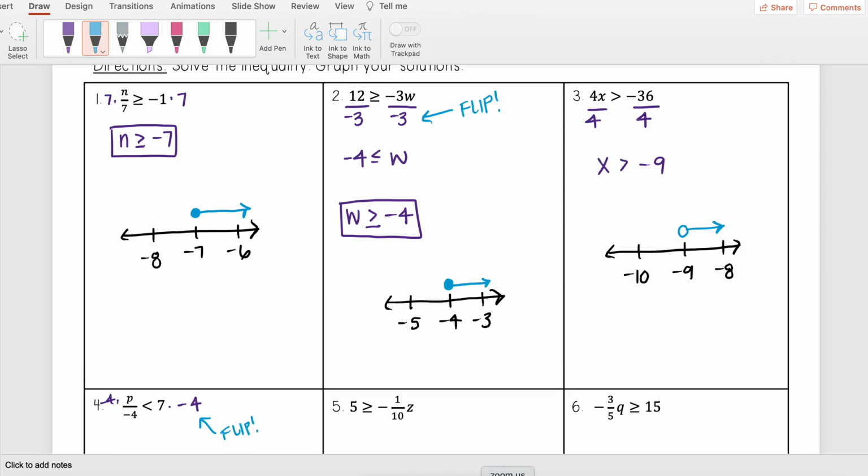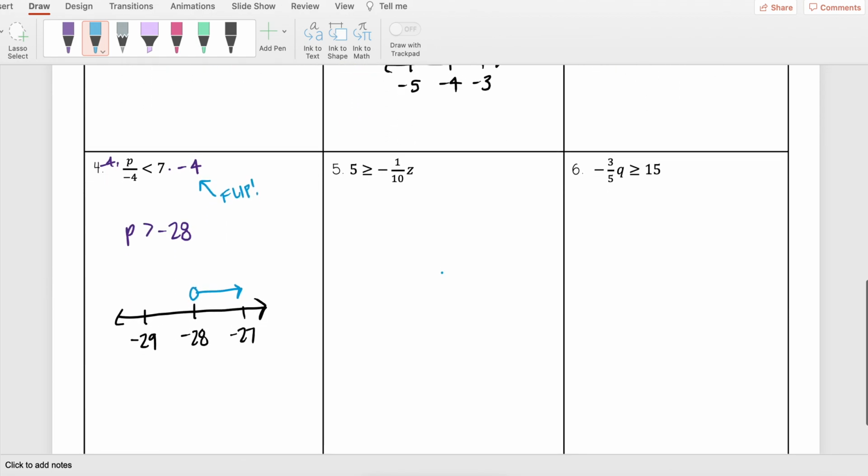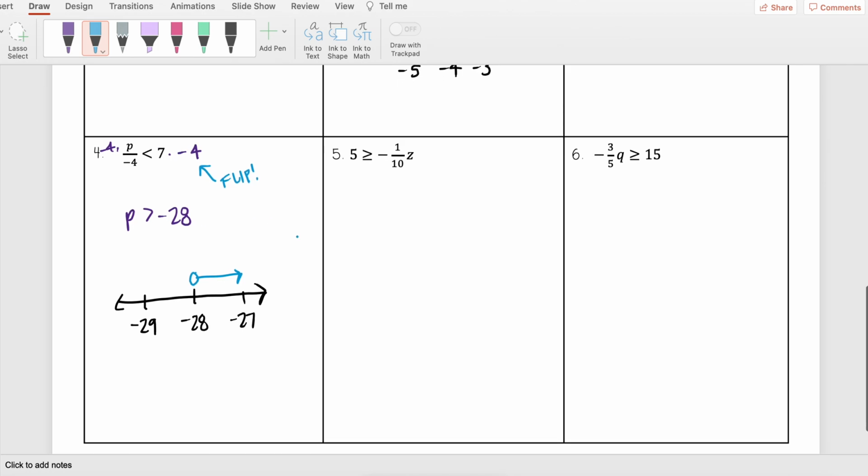So the answer for number 3, you should have gotten x is greater than -9. Since I was dividing by a positive number, I don't have to flip my inequality, and so I'm just going to leave it like that. For number 4, on the other hand, to get p by itself, I had to multiply by -4. So since I was multiplying by a negative number, I needed to flip my inequality, and so it became p is greater than -28.